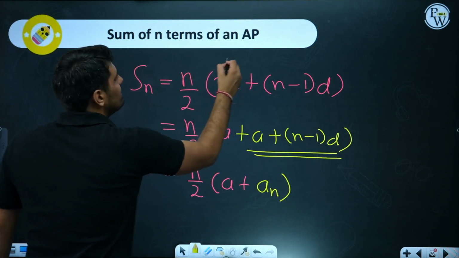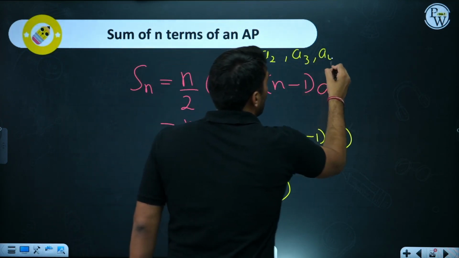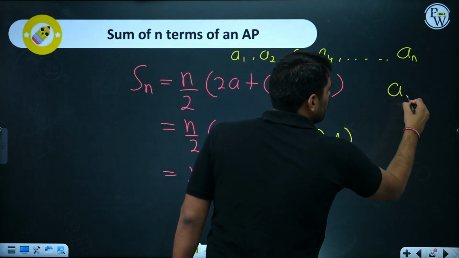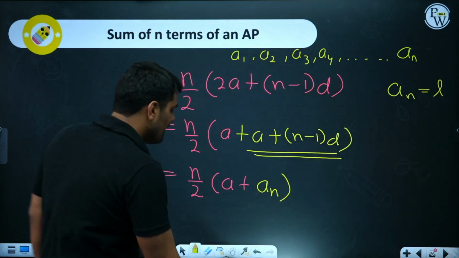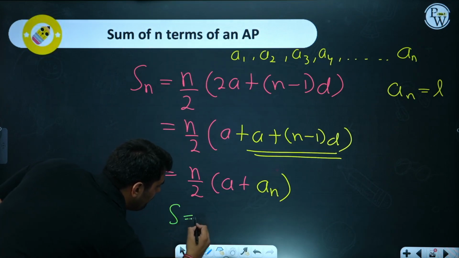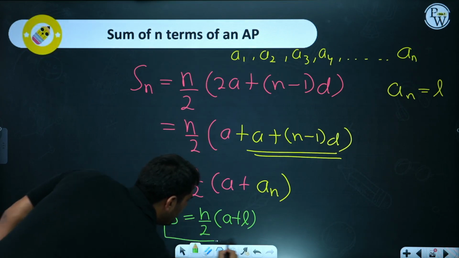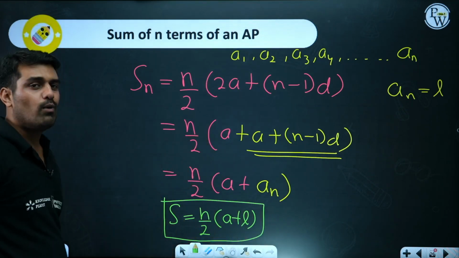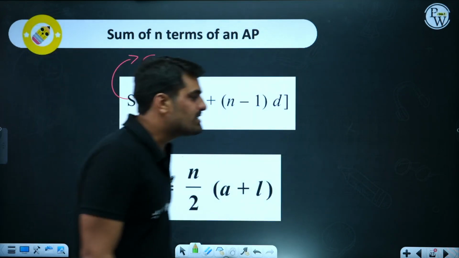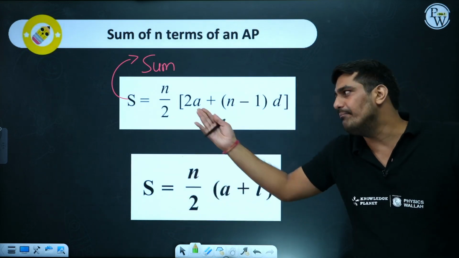I'll write the AP as A1, A2, A3, A4, going on like this up till An. An is my last term. So I am saying An is equal to L. If An is equal to L, I'll write the formula over here: S, that is sum, equals n by 2 into A plus the last term. That is our formula. So from the first formula, I have derived the second one, and they both are the same. There is no change. I hope you understand the relation between both of them. This is not a new formula. This is the same thing written differently.